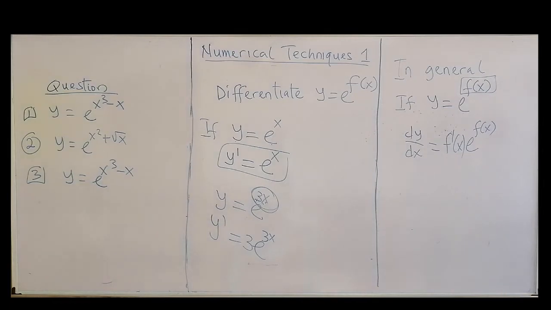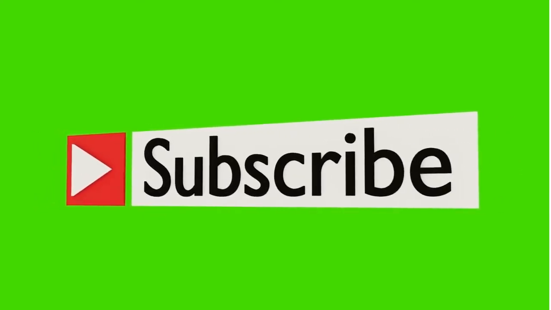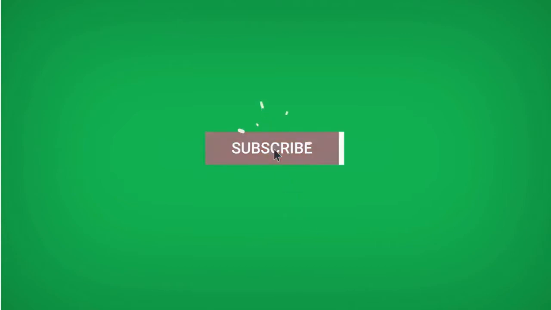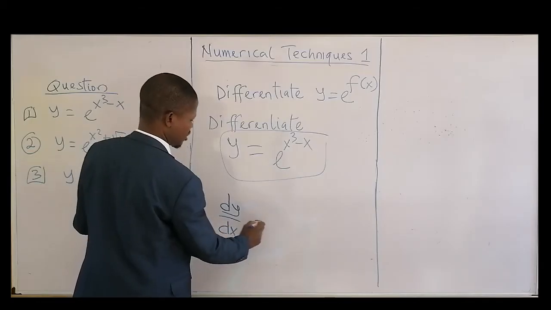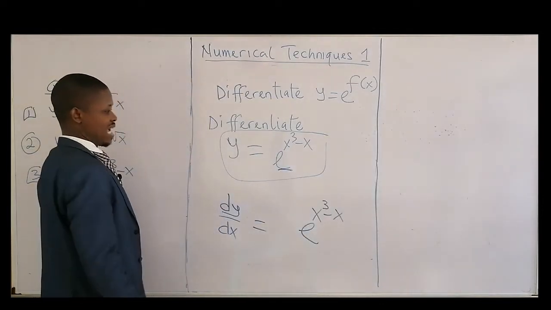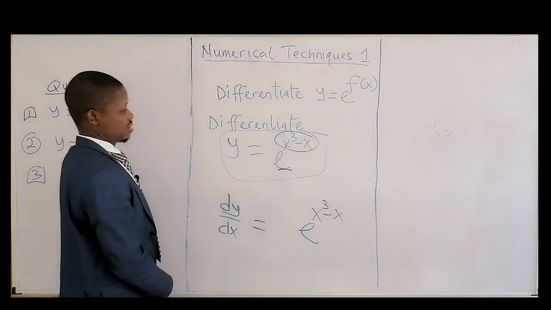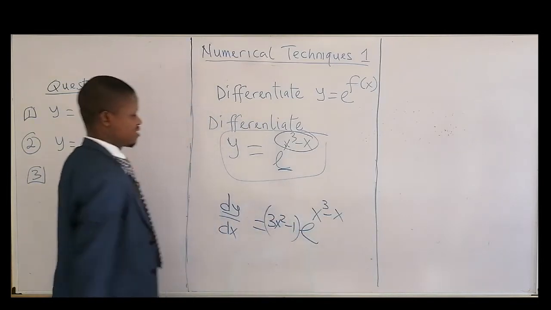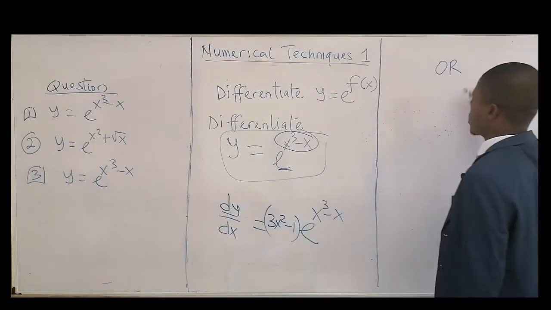Let's see examples. Question 1. Differentiate this. So how do you do that? Differential coefficients, your dy dx of the exponential is always the function, and then times the derivative of this power. What is the derivative of this one? That would be 3x squared minus 1. So that's that. Finished. Just one line.